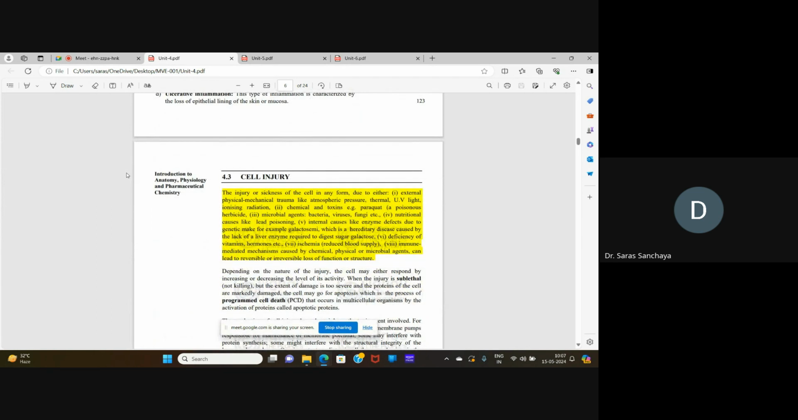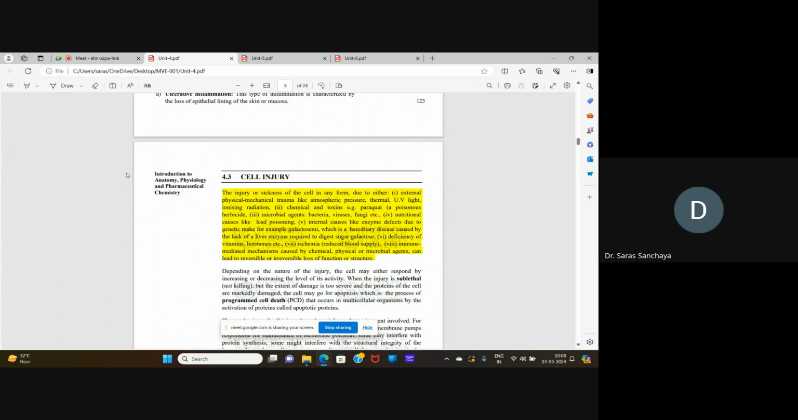The injury or sickness of the cell in any form is due to either external physical mechanical trauma like atmospheric pressure, thermal, ultraviolet light, ionizing radiation. This is the first form of cell injury. Second is by chemicals and toxins like poisonous herbicides, microbial agents like bacteria, viruses, fungi, then nutritional causes like lead poisoning, internal causes like enzyme defect due to genetic makeup, for example, galactosemia, which is a hereditary disease caused by the lack of liver enzyme required to digest sugar galactose.